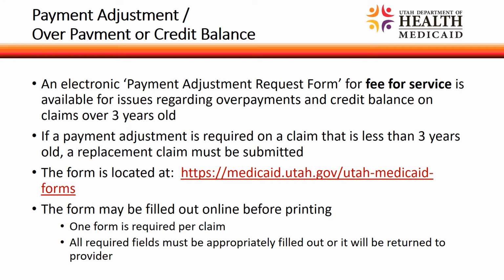For issues regarding overpayments and credit balance on claims over 3 years old for fee-for-service, there is an electronic payment adjustment request form. If a payment adjustment is required on a claim that is less than 3 years old, a replacement claim must be submitted, and the form is located on our website. The form may be filled out online before printing. One form is required per claim. All required fields must be appropriately filled out, or it will be returned to the provider.